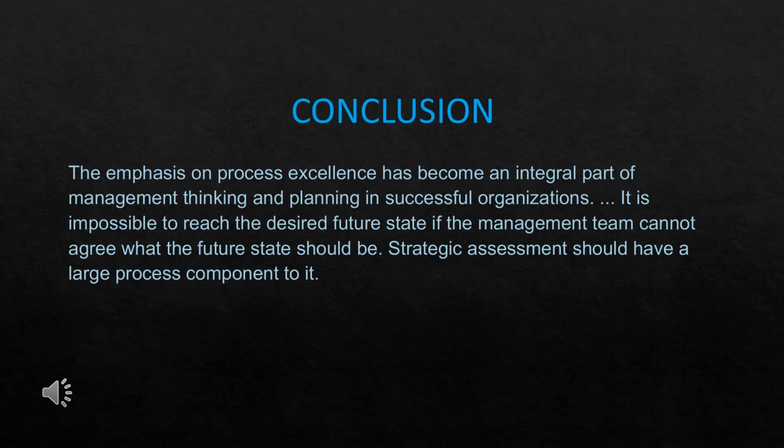In conclusion, the emphasis on process excellence has become an integral part of management thinking and planning in successful organizations. So process management has been used everywhere in the world. It is impossible to reach the desired future state if the management team cannot agree on what the future state should be. Strategic assessment should have a large process component to it. So process management is used for creation, scheduling, everything. It's used in companies, in schools, in every organization, by many businesses, etc. So it is a very important thing in operating systems and it should not be overlooked and should be studied and understood. Thank you.